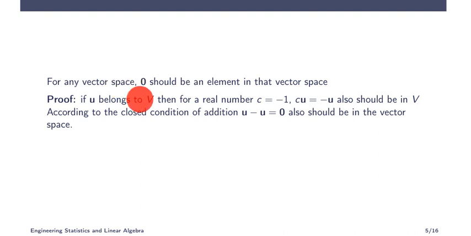So a vector space should always contain the 0 vector. If a vector space doesn't contain the 0 vector, then it is not a vector space according to these conditions.